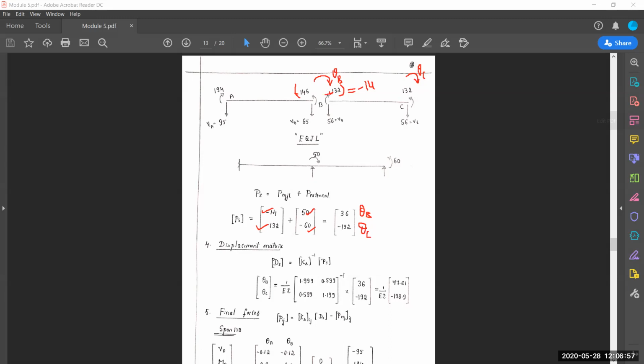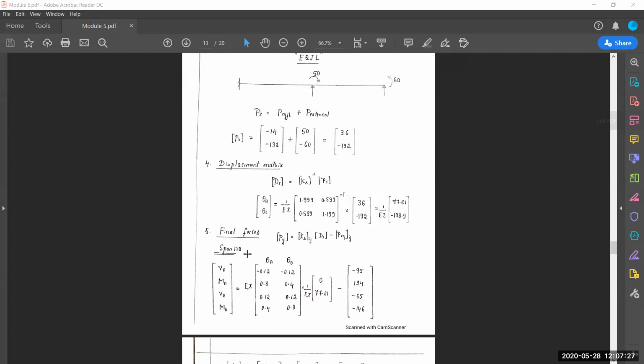Next, the displacement matrix formula, we already know. K delta, we got it by merging the stiffness matrices. So that value you have to substitute here. PS we got as it is. So DS means theta B, theta C. They are unknowns, right? So calculate theta B and theta C. Directly you're going to get them. So what is the next one? The next one will be final forces.